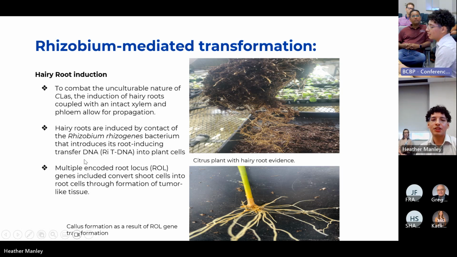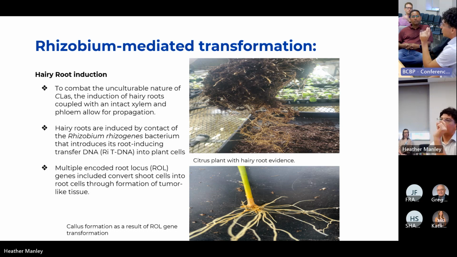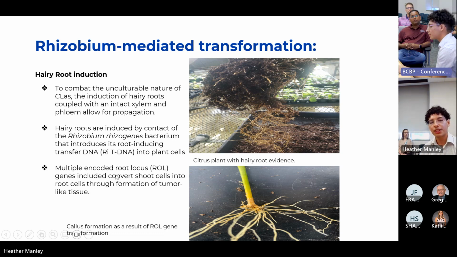And the genes that are encoded into the actual rhizobium, the actual microbe, are called the root locus genes, and these are the ones that form little tumors on the plant. We basically modified the bacteria to not be invasive towards the plant, but also produce that beneficial hairy root that we want. So they do form little calluses at the bottom of the branch.